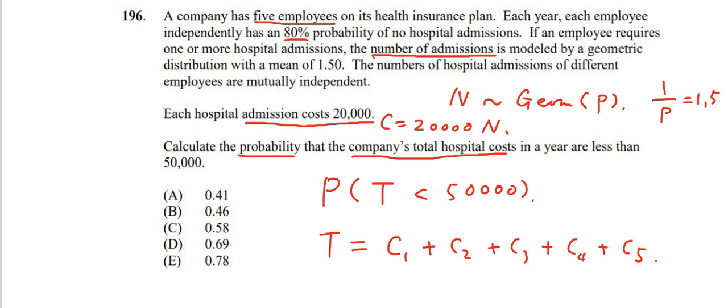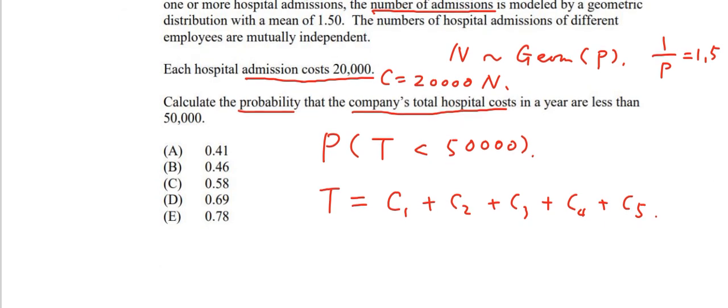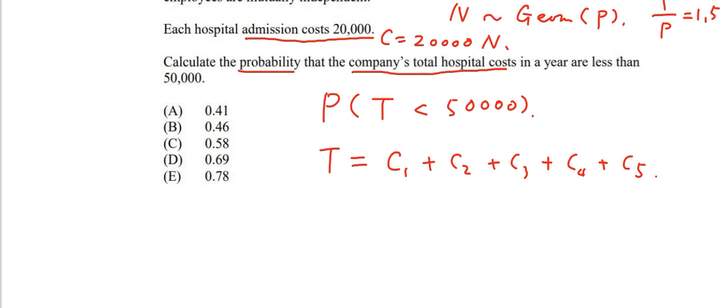Okay, so let's check some cases. If the total T is less than 50,000, we have this case. The first case is no cost for each, each xi equals 0. So this is definitely less than 50,000. So what is this probability? No cost for each one, 0.8 each, right?